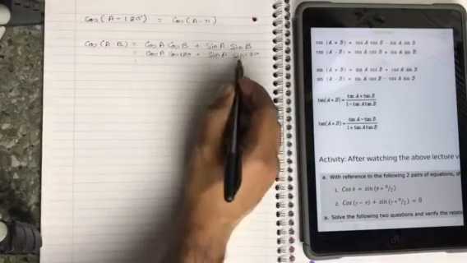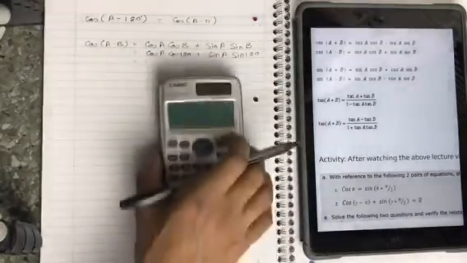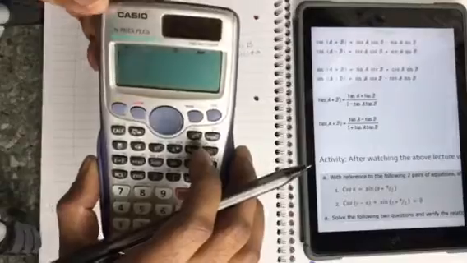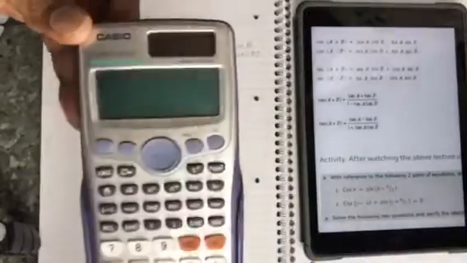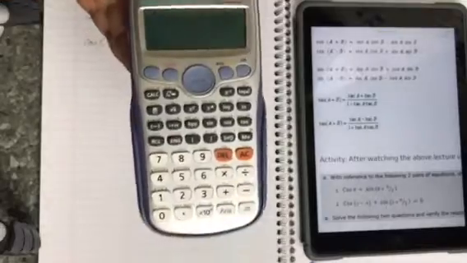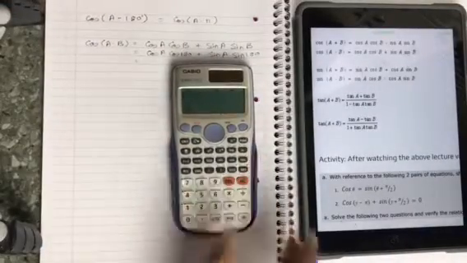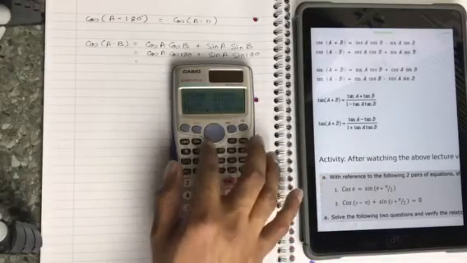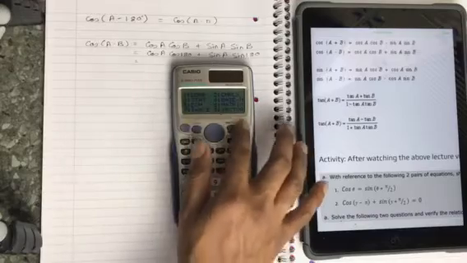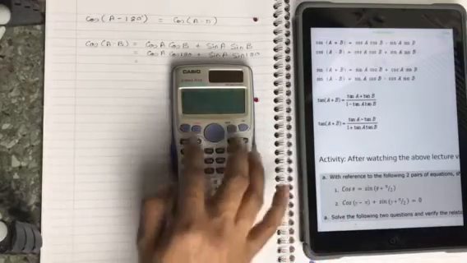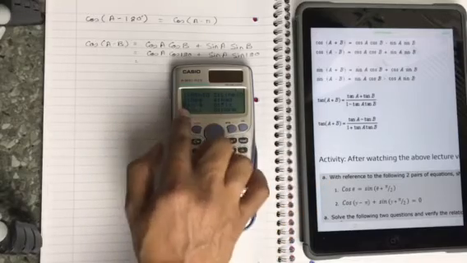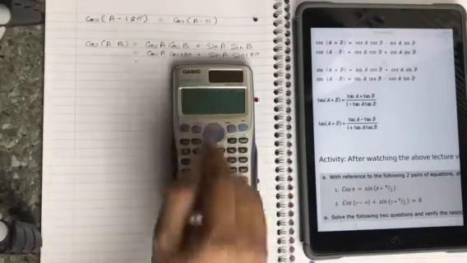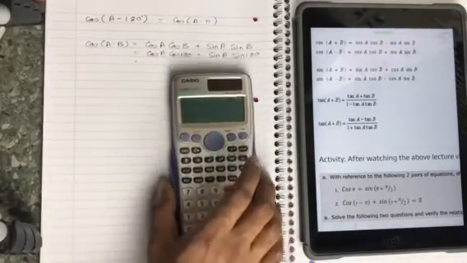Now cos of 180 and sine 180 are values which I can solve, so I can use my calculator. Make sure your calculator is in the correct mode. It's in the degree mode right now. If not, you can change the mode: go to shift setup, and here's the degree. You press 3 for degrees and 4 for radians, and I press 3. Now it is in the degree mode, which shows by the small d sign there.